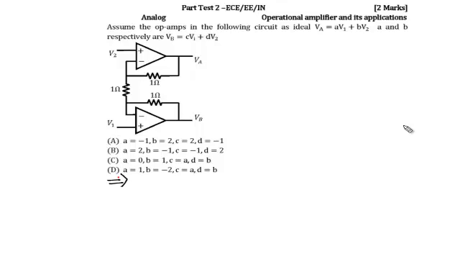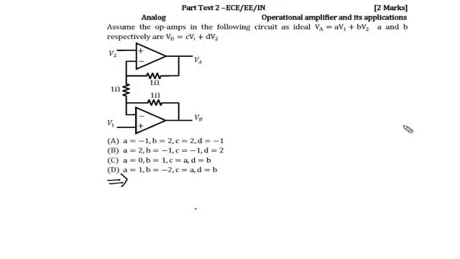Hello friends, this question is from the subject of analog, in the chapter of operational amplifier. This is a 2 marks question. In the question we are given a circuit consisting of 2 op amps and we need to find out the values of VA and VB. They have given VA equal to AV1 plus BV2 and VB equal to CV1 plus DV2. So eventually we need to find out the values of A, B, C and D.